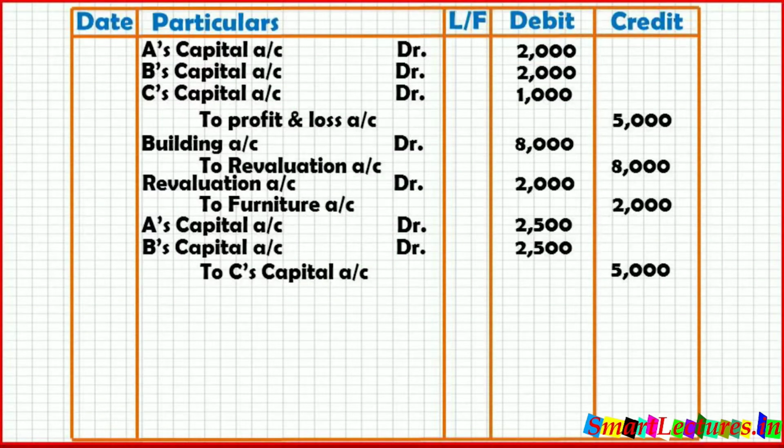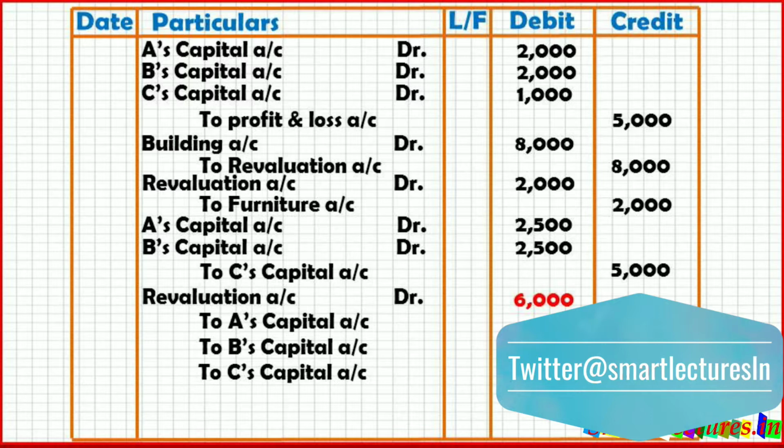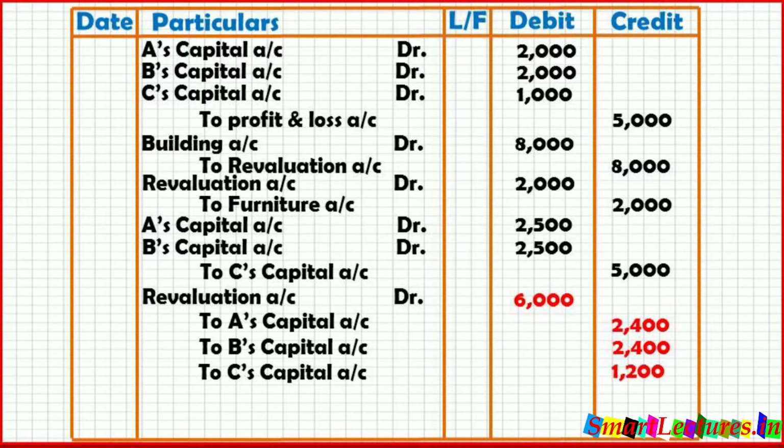So let's go to the journal entries again and pass the journal entry. Revaluation account debit to A's capital, to B's capital, to C's capital: 6,000, 2,400, 2,400, 1,200. Be careful. I am not writing any narration for the journal entries, but don't forget to write down narration in your exams or in your homework.